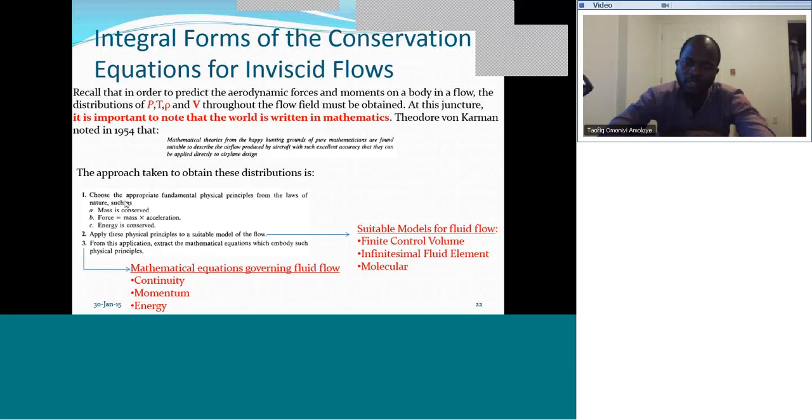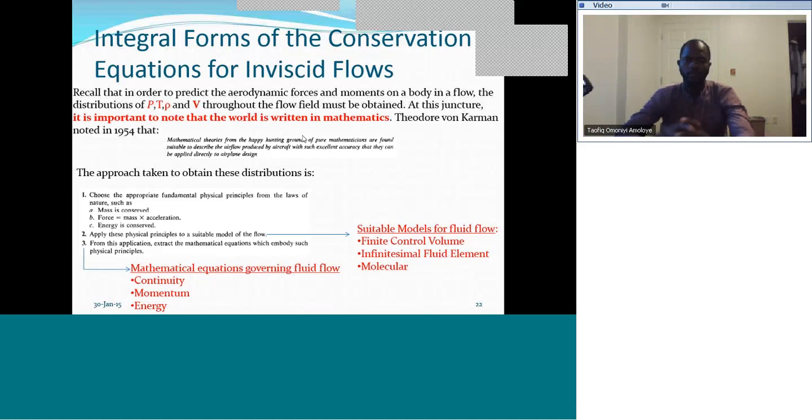From incompressible aerodynamics, we know that the approaches which are used are the finite control volume approach, the infinitesimal fluid element approach, and the molecular approach. The first two approaches, the finite control volume approach and the infinitesimal fluid element approach, are by far the most widely used. But for the molecular approach, the fundamental physical principles are used on molecules, and then the integral effect on the whole volume of gas is derived by some kind of statistical means.